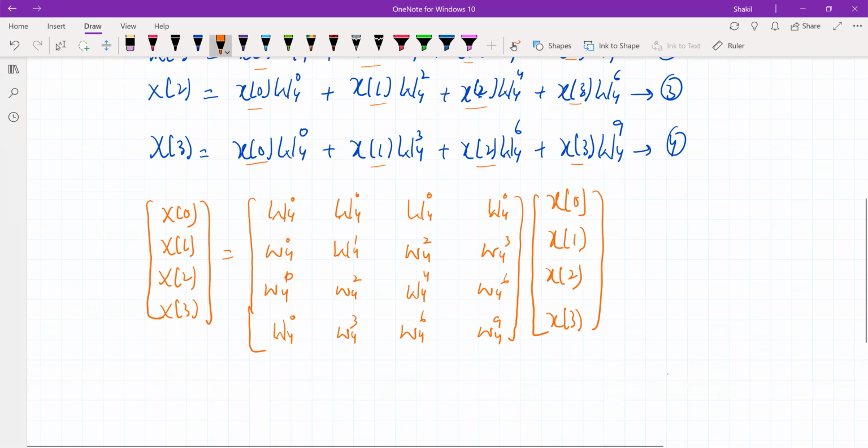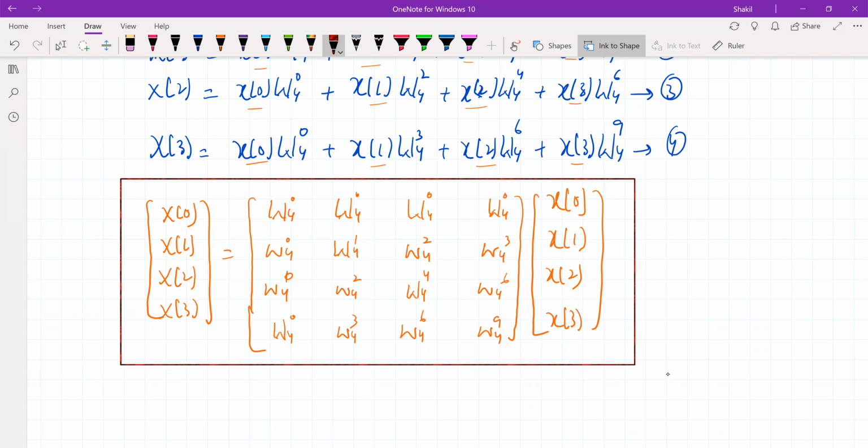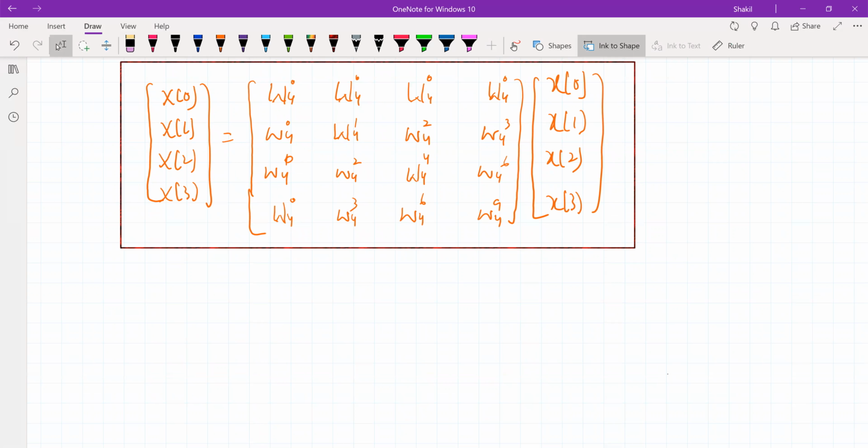So this is the 4-point matrix formulation of DFT. Now we can simplify this expression further. What we'll do, we'll evaluate what W4 raised to the power 0 is. We know W4 is e to the power of minus j 2 pi by 4.